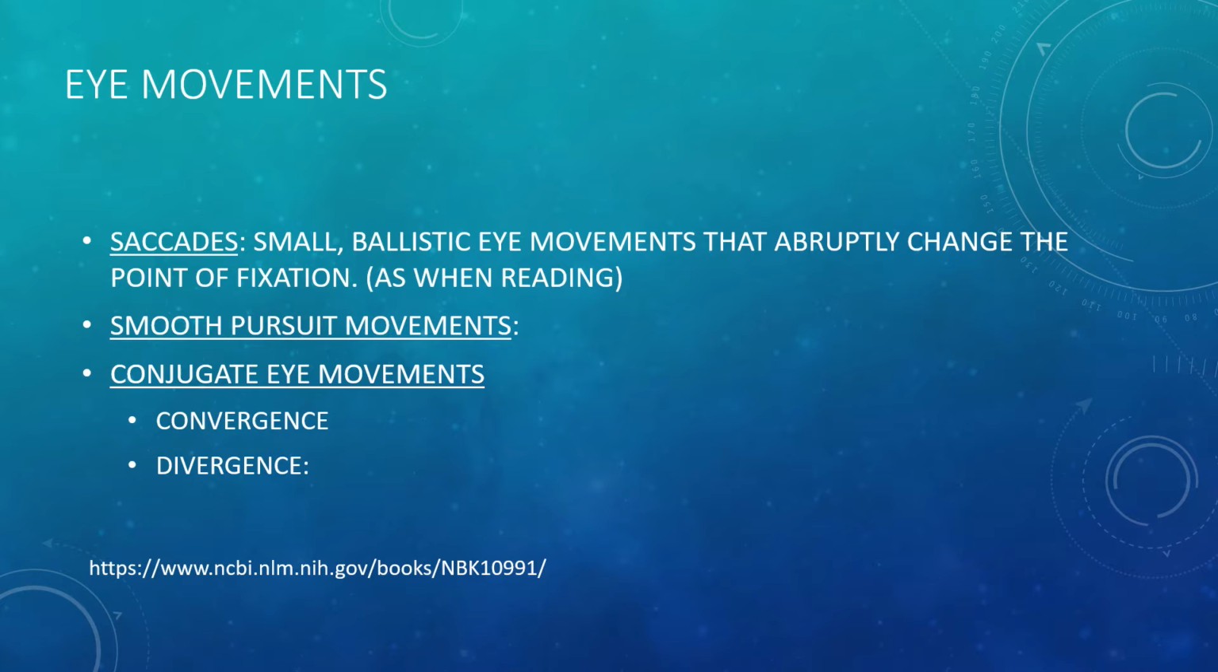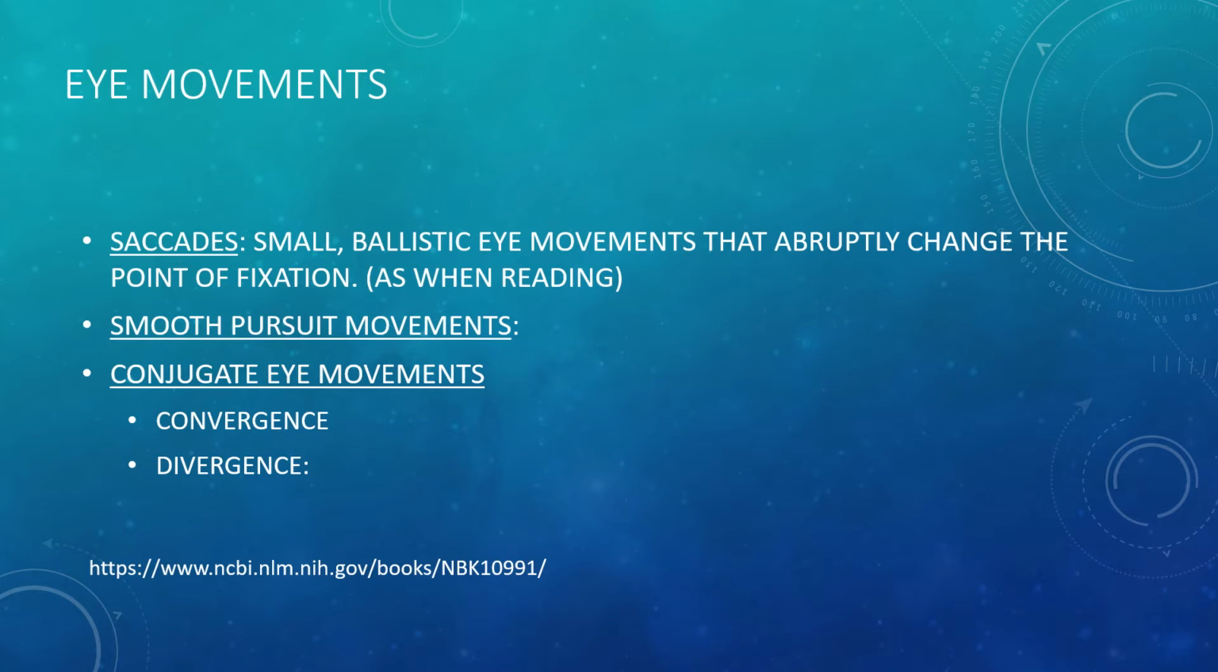And then there are conjugate eye movements. Conjugate eye movements means that the eyes are working together. And you need conjugate eye movements for activities like reading and writing. And there's two types of conjugate eye movements, and we've all done them. And then your mom says, do you want your eyes to get stuck that way?